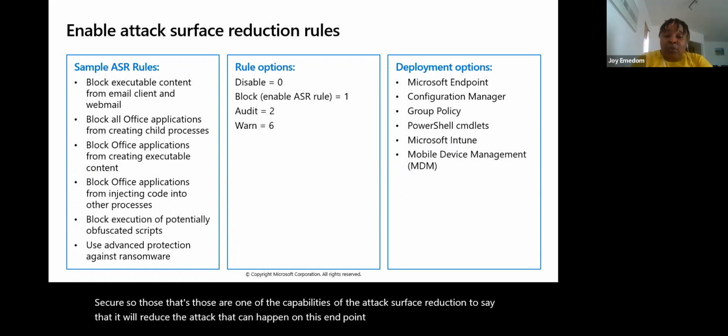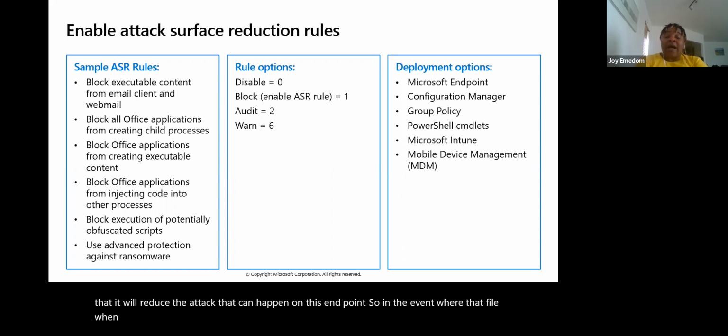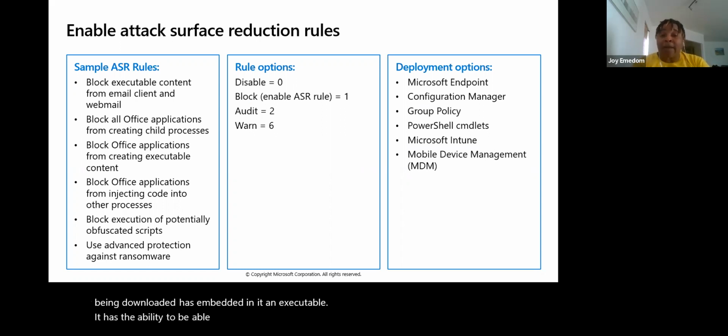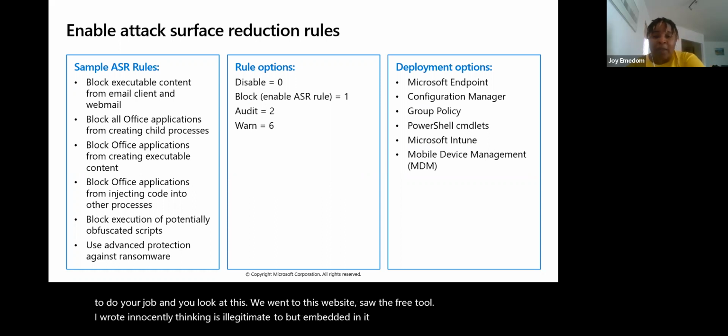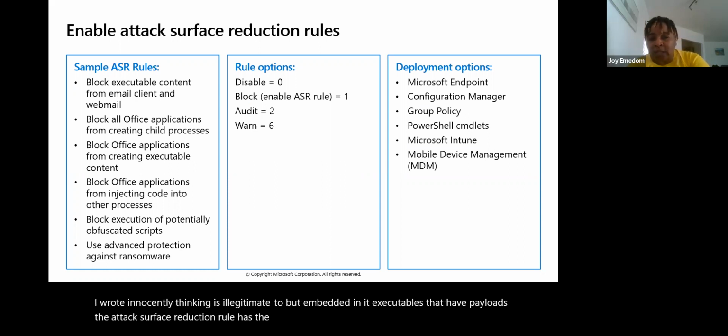So in the event where that file, when it's being downloaded, has an executable embedded in it, it has the ability to block it. Or peradventure, you went to the internet, you needed a tool to do your job, went to a website and saw a free tool, innocently thinking this is a legitimate tool, but embedded in it are executables that have payloads. The attack surface reduction rule has the ability to block executable content from email clients.